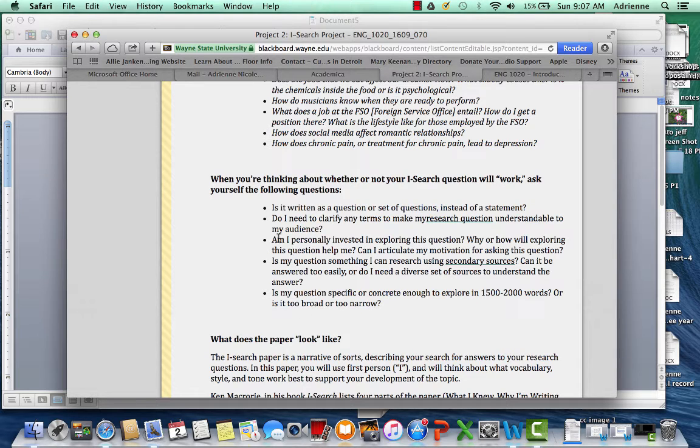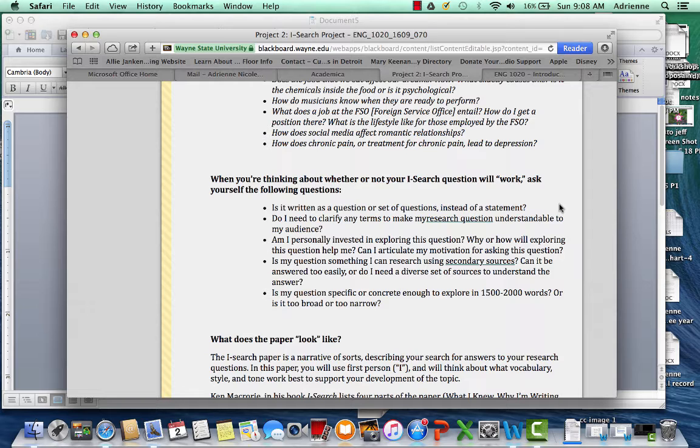The very first thing to think about is simply, is it written as a question or a set of questions instead of as a statement? You are writing this paper to find answers to your research question. And in the project, you're going to be describing the research process that you go through to find answers to that question, finally ending up in the end of the paper by synthesizing your conclusions and writing about what you learned about writing and research.